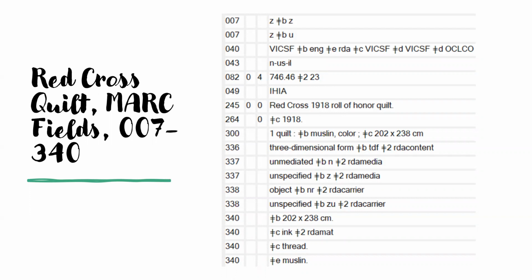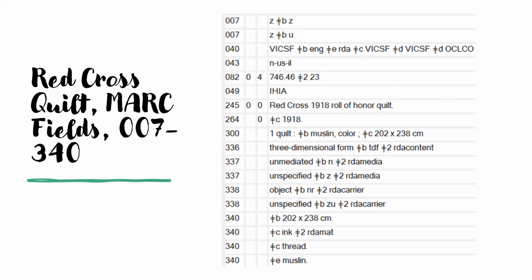The 340 field, physical medium, subfield B is for dimensions. Subfield C is for materials applied to surface and is repeatable. So notice that there are two subfield Cs. One is for ink and the other is for thread. Ink is a term found in the RDA materials list, so that the source used, RDA matte, is added. Thread is not in the list of materials, so it does not have a subfield 2. And subfield E is for support, which is muslin in this case.